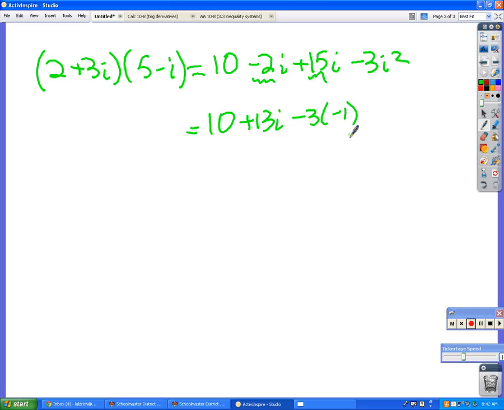So then the negative 3 times the negative 1 will really work out to be a positive 3. So 10 plus 13i plus 3, which simplifies all the way down to 13 plus 13i.